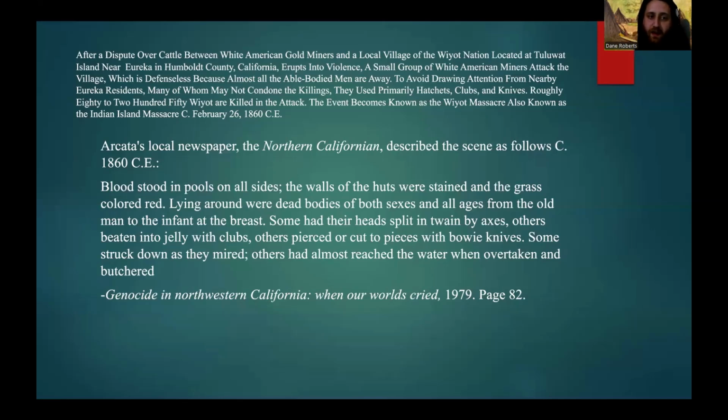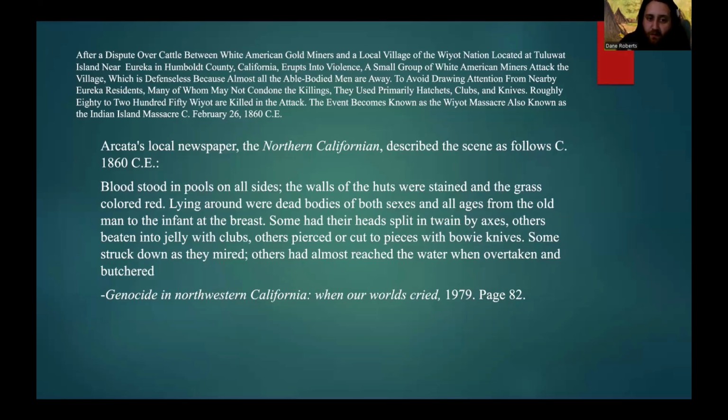In fact, this massacre is recounted in Arcata's local newspaper, the Northern Californian, which describes the scene as follows. With this newspaper being published in 1860 CE, and it describes the scene as follows: that blood stood in pools on all sides. The walls of the huts were stained and the grass colored red.